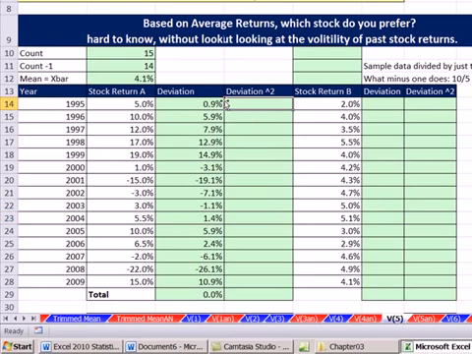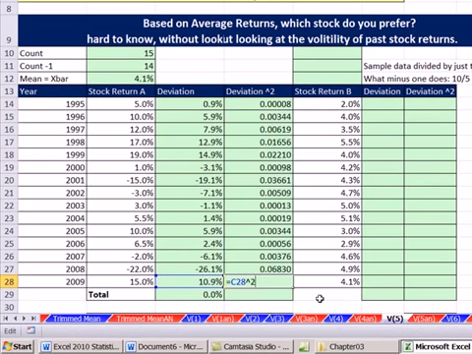Now, there are other calculations. For example, you could take the absolute value and then average these. But standard deviation is the most common measure used. So that's what we're going to do. We're going to take each deviation and press Shift 6 to get the caret, which is exponent 2. And then I copy it down. Check the last one, and there it is.